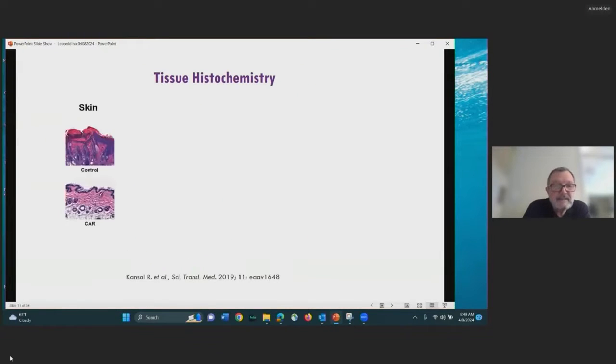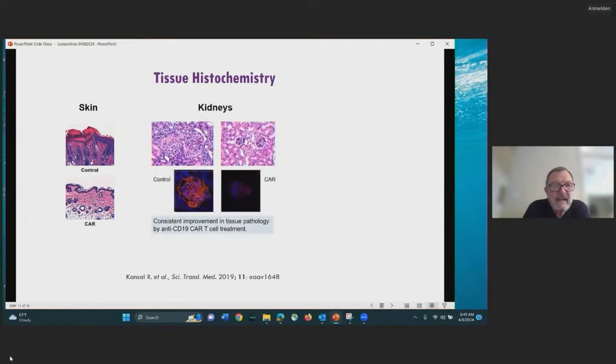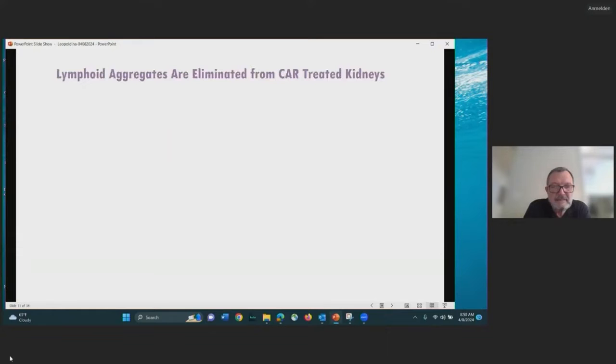Now, following euthanasia, we were also able to compare their tissues. In the skin, we saw much less infiltration of inflammatory cells, therefore much less fibrotic change, acanthosis, and so on. In the kidneys, by immunofluorescence, we could show that the glomeruli had a more normal appearance and much less immune complex deposits. And the pathologist could also score these mice, obviously more than just three of them, in a blinded fashion, and could confirm that kidneys and skin looked quite different in the CAR-treated mice.